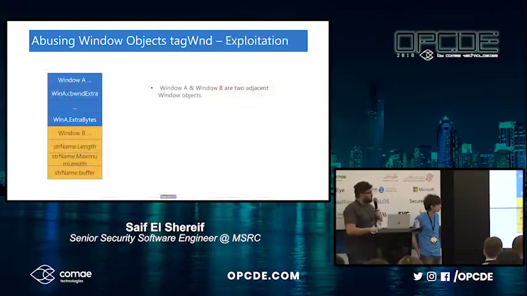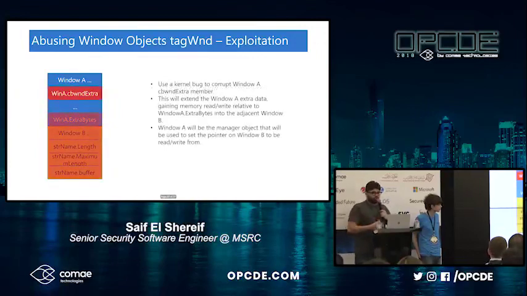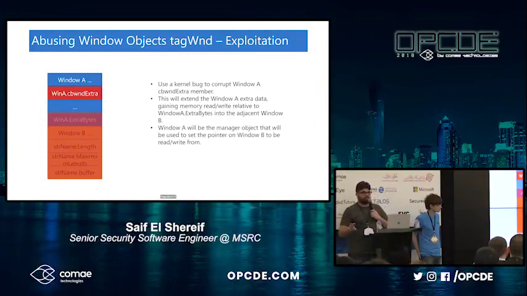So how can we abuse this? If we have two adjacent window objects allocated in memory, and we use some kernel bug to corrupt the cbwndExtra of the first object, we will be able to read the adjacent window's memory, functions and members, and everything. And thus, we will dub the first window a manager object, which means that we will use the first window to set the pointer of the second window, to be able to read and write from any location in kernel memory.